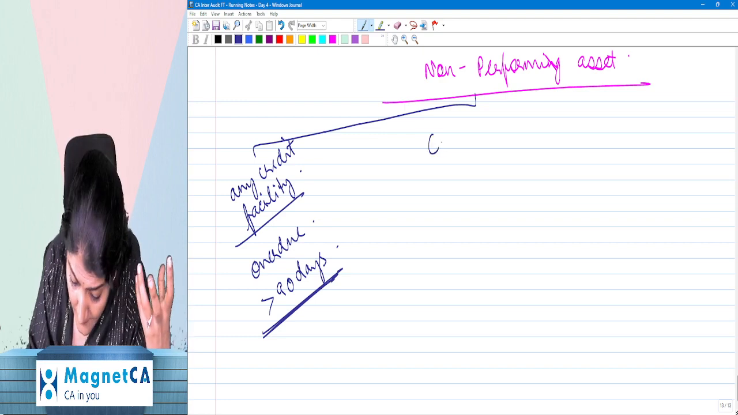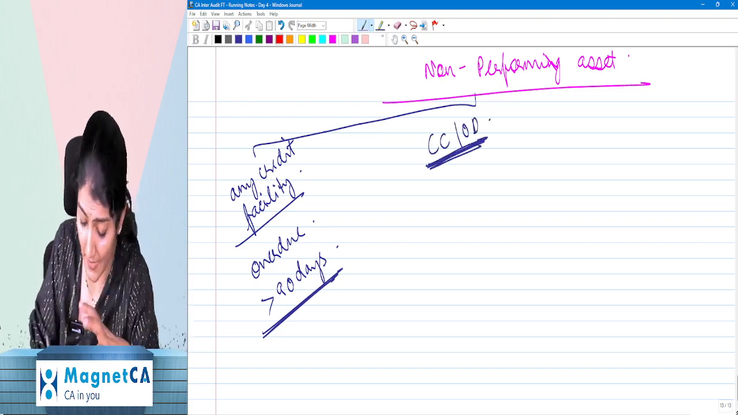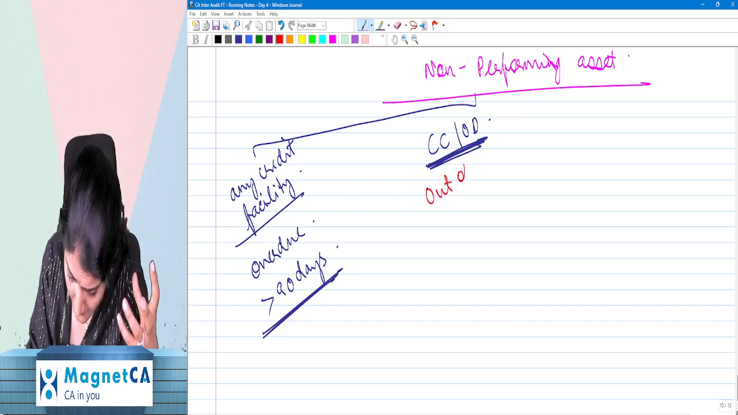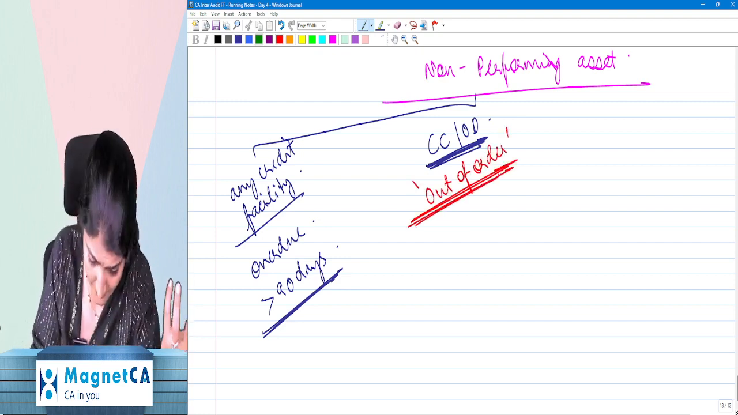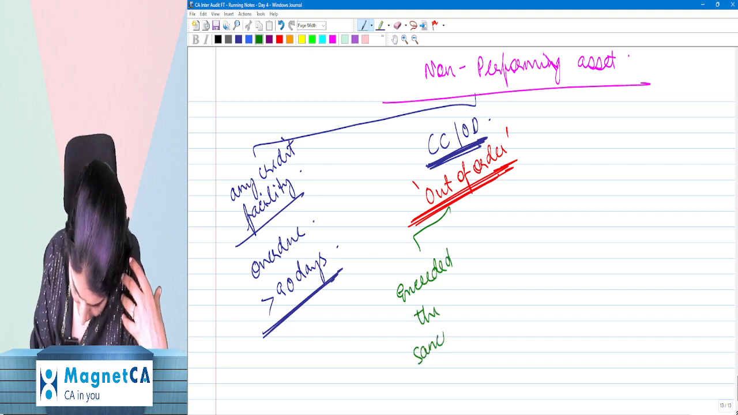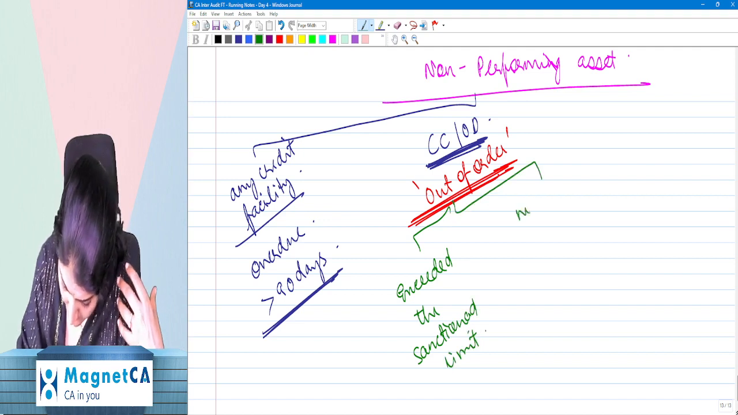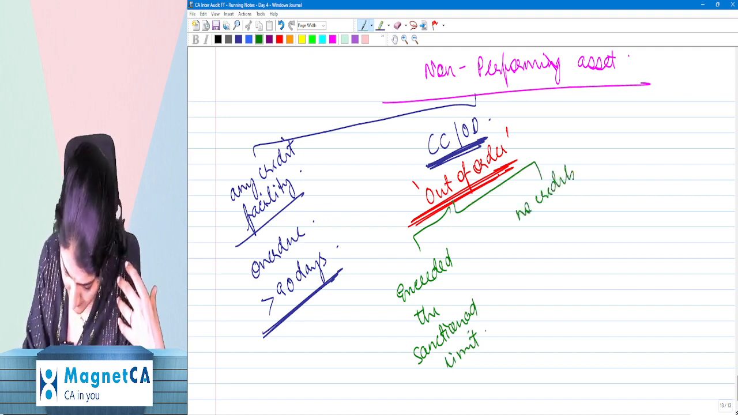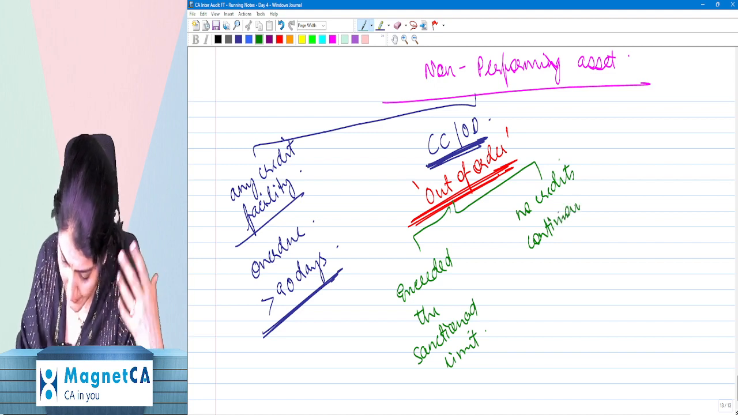Then for cash credit and overdraft, when does that become an NPA? It says when it gets the out of order status. When does it get the out of order status? One, if it has exceeded the sanctioned limit. Or, there are no credits continuously for 90 days, and you are only overdrawing. Have you deposited any money? No.